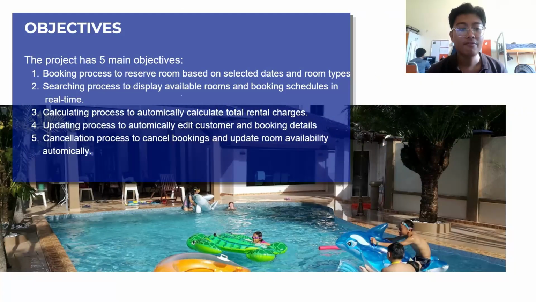Next, we have the 5 main objectives in our system. The first objective is the booking process, to reserve a room based on selected dates and room types. Number 2, the searching process, to display available rooms and booking schedules in real time. Number 3, the calculating process, to automatically calculate total rental charges. Number 4, the updating process, to automatically edit customer and booking details. And lastly, the cancellation process, to cancel a booking and update room availability automatically.